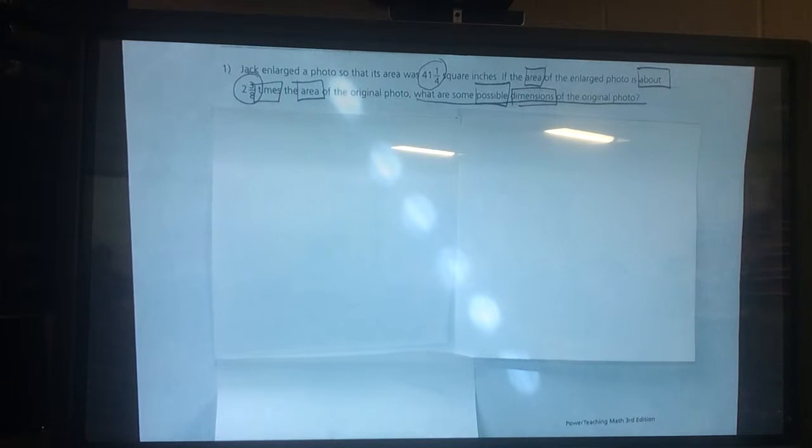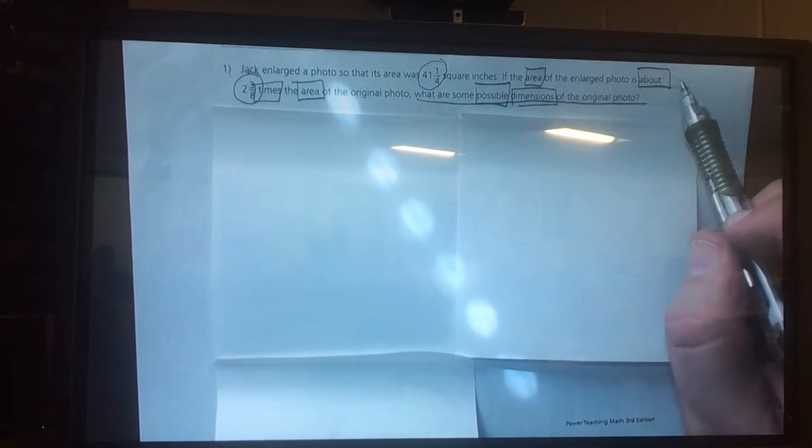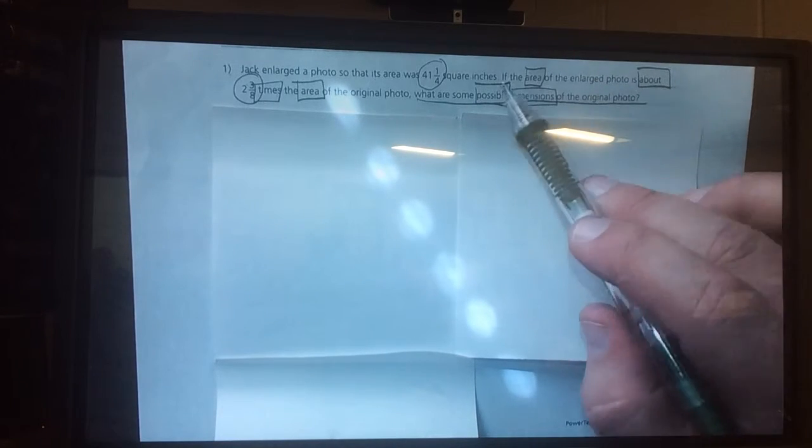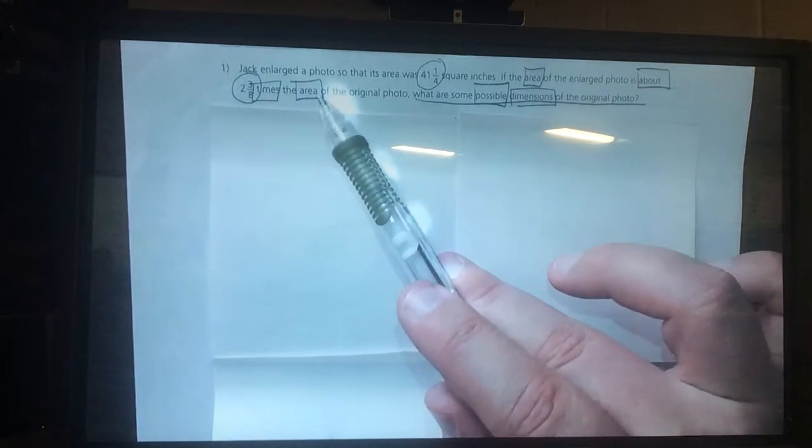Then I boxed some math action words. Now, there might not be a lot of action to some of these, but they're important words that give me an indication of operation as well as what my answer is going to look like. For instance, I put a box around area. I put a box around about, possible, dimensions, and here I put a box around times and area.